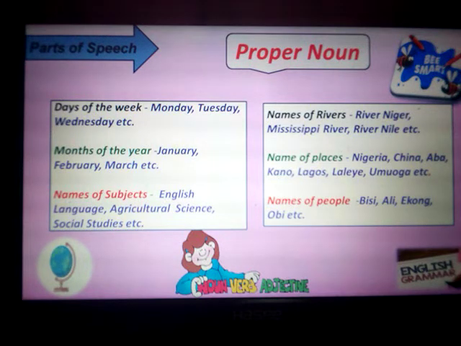Now let's take the example of days of the week. We have Monday, Tuesday, Wednesday, Thursday, Friday, etc. Months of the year: January, February, March, etc. Names of subjects: English language, agricultural science, social studies, mathematics, etc. Names of rivers: River Niger, River Mississippi, River Nile. Names of places: Nigeria, China, Aba, Kano, Lagos. Names of people: Ali, Ekong, Obi, etc.